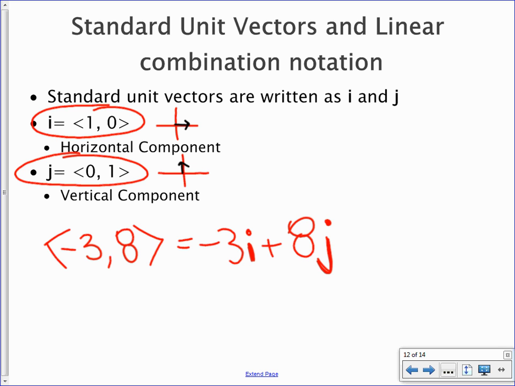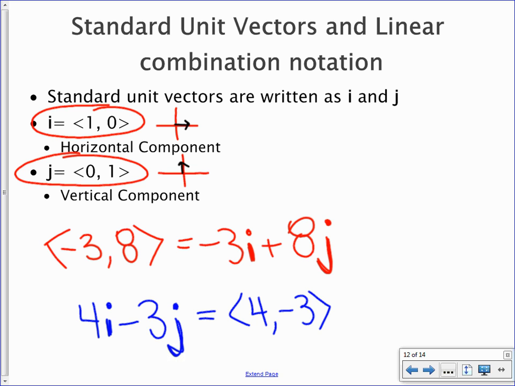If we think about it backwards, 4I minus 3J in component form would be 4 comma negative 3. It's just a different way to write our vectors. Questions on the I and J?